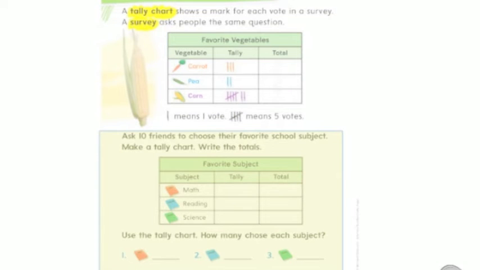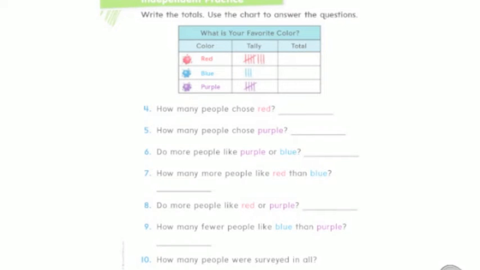On the bottom half of this paper, it says to ask 10 friends to choose their favorite school subject, and then make a tally chart and write the totals. Since we're not at school right now, you could do this asking your family members what their favorite school subject is. On the next page, it has a tally chart at the top, and it has questions down below. I'm going to read those questions for you now, and then you can pause after each question and answer it. Or you can go through and answer this with a family member later.